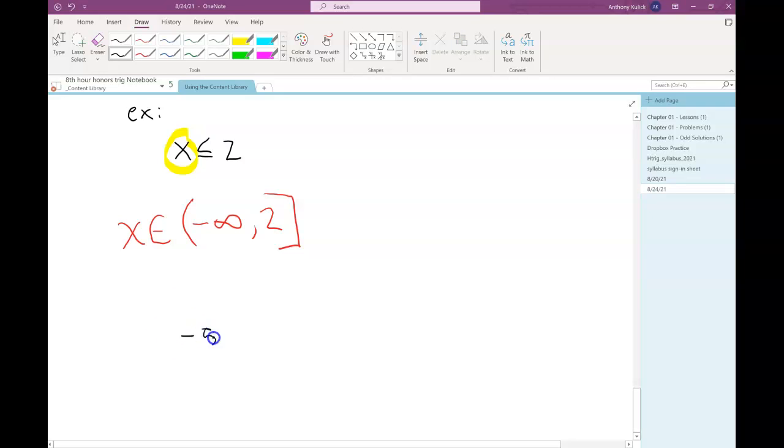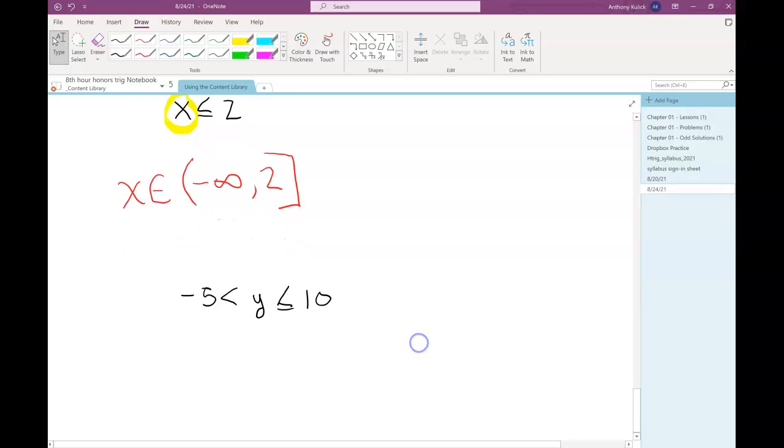Next example, -5 is less than y, which is less than or equal to 10. So this is a compound inequality, right? This is saying that y has to be greater than -5 and also less than or equal to 10. So this is the numbers like -4.9, -3, 0, 1.7, 6.8, 9.9999, 10. Everybody feel okay about what we're talking about here?